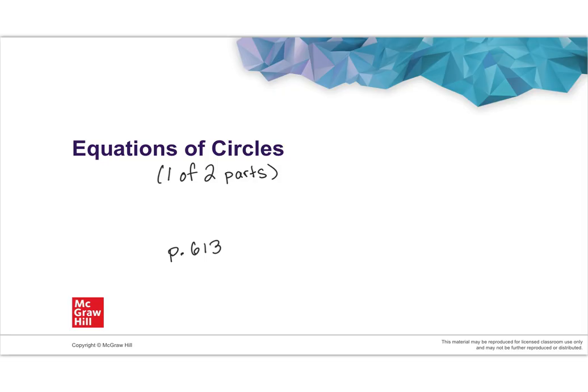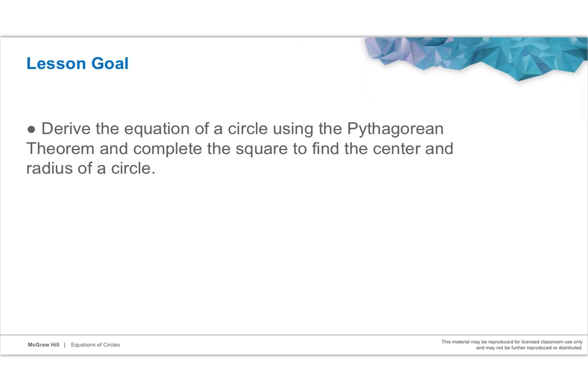Again, we can see here that this is going to be video one of two different parts to this lesson. The first video will be CP students required, and for the second video, 10.7b, that will be honors content. The lesson goal we have in front of us today is to derive the equation of a circle using the Pythagorean theorem. And then the second part is part of the second goal that is part of the honors video.